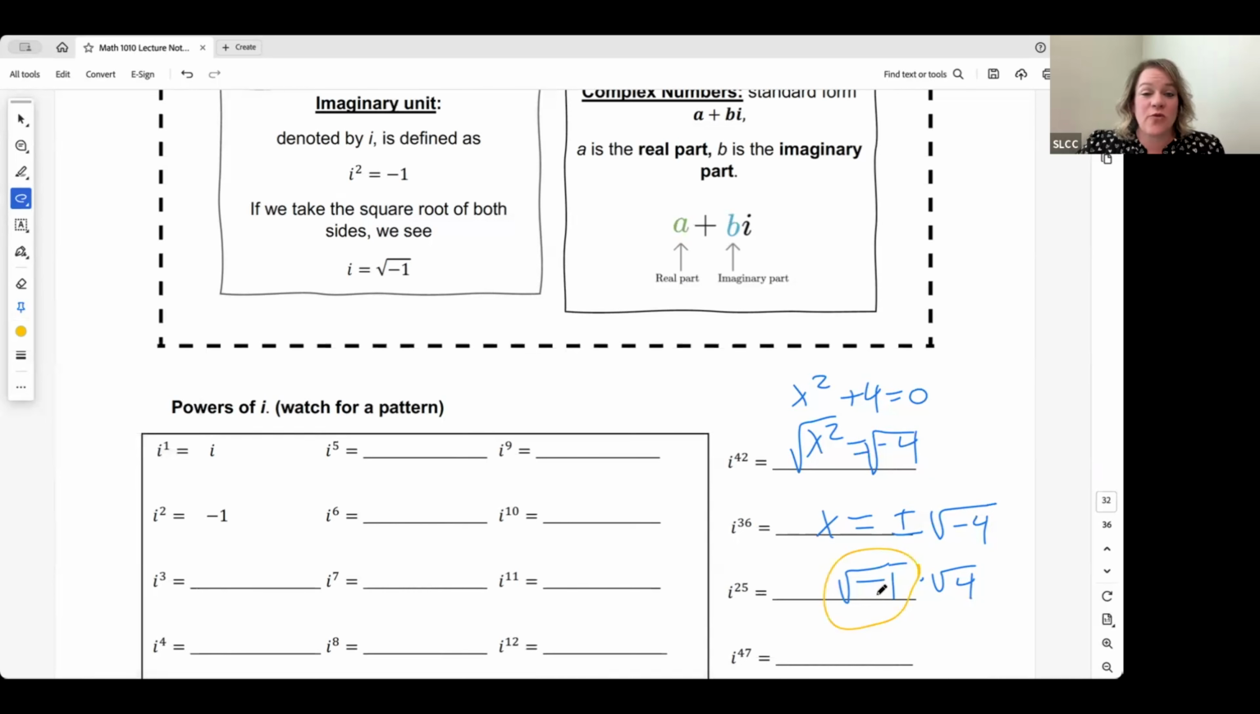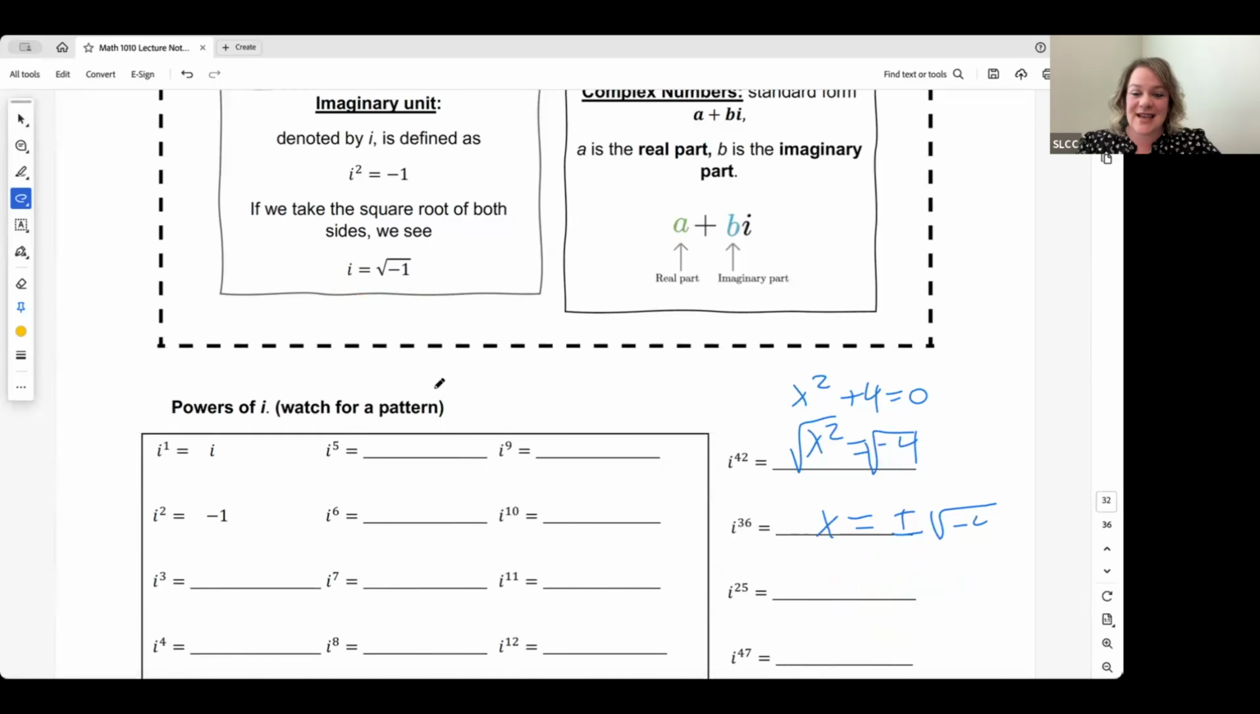The square root of -1, we're going to call that imaginary, and we're going to call that the letter i. So what is i? Just the square root of -1. Why? Because we needed to know how to deal with finding the roots of x squared plus 4. Okay, so that's a little bit about the definition.